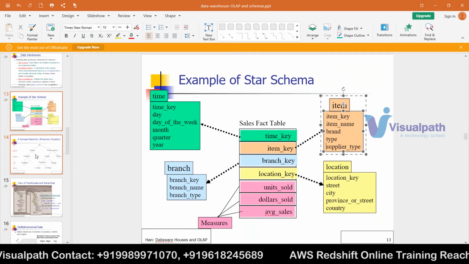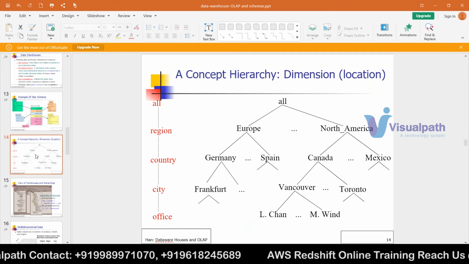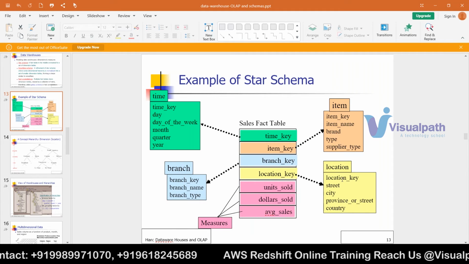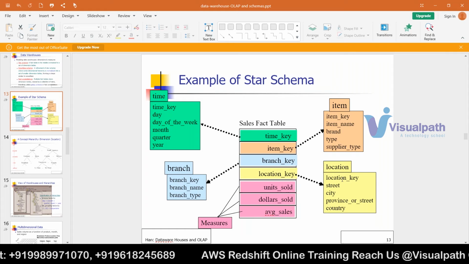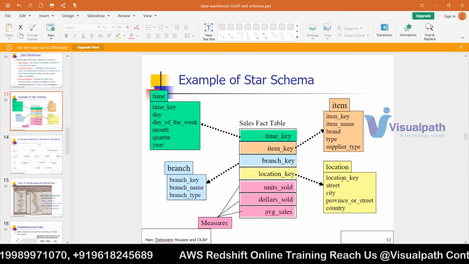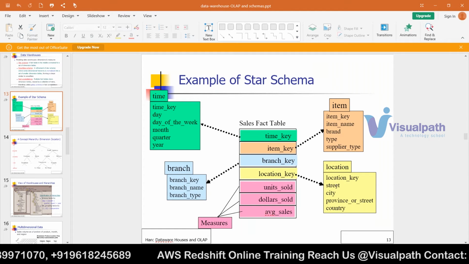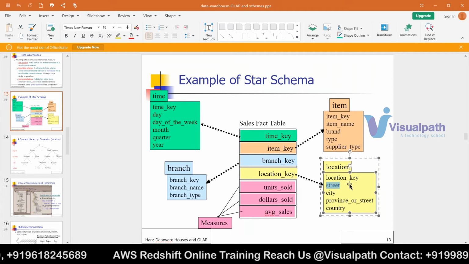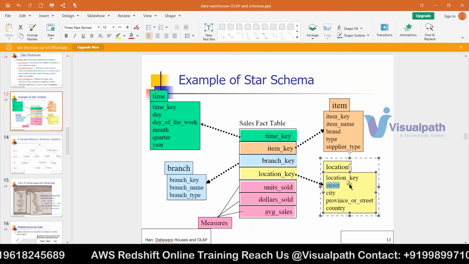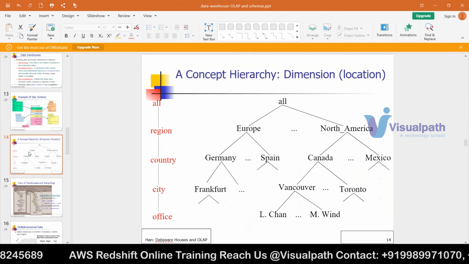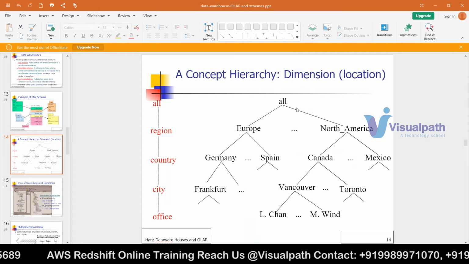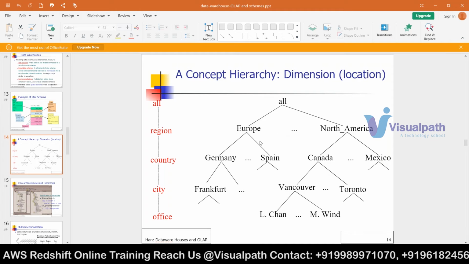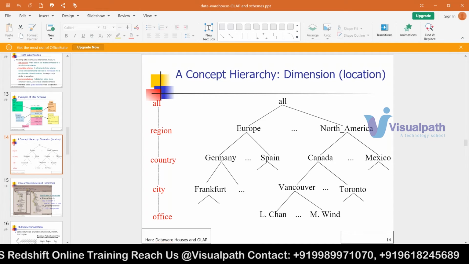Then what is snowflake schema? In a snowflake schema, a fact table will be there and dimension tables will be there, but the dimension tables will be further divided. Why? Like I said, to avoid redundancy. For example, location can be divided into region and country. It is further divided into regions like Europe and North America, and Europe is again divided into countries and so on.